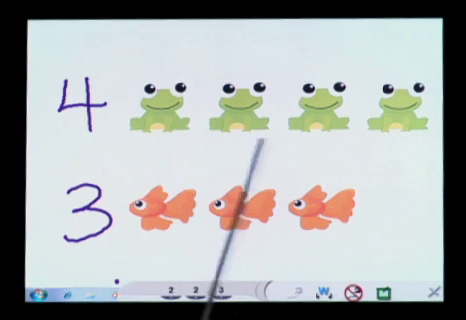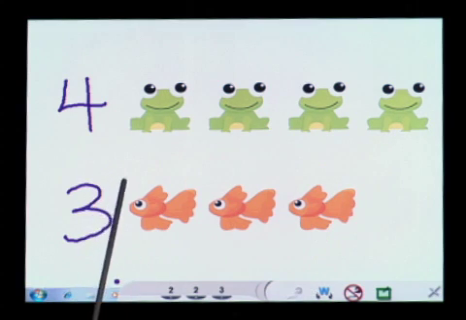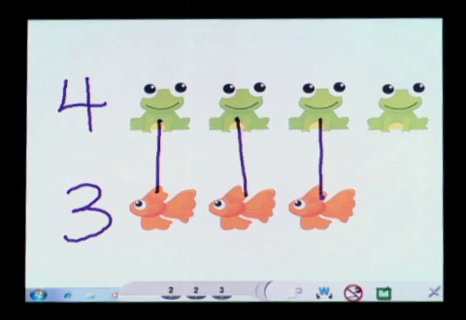Now, does one group have more than the other group, less than the other group, or are both groups the same size? Let's draw our lines again to find out. So we'll put this frog with this fish, this frog with this fish, this frog with this fish, and look, this frog doesn't have any fish. We have one frog that's left over. So that means that there are more frogs than fish. The group of 4 frogs has more than the group of 3 fish. See that?